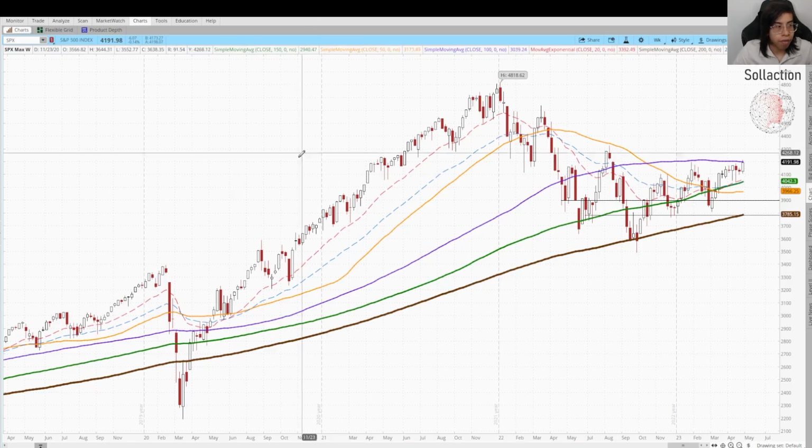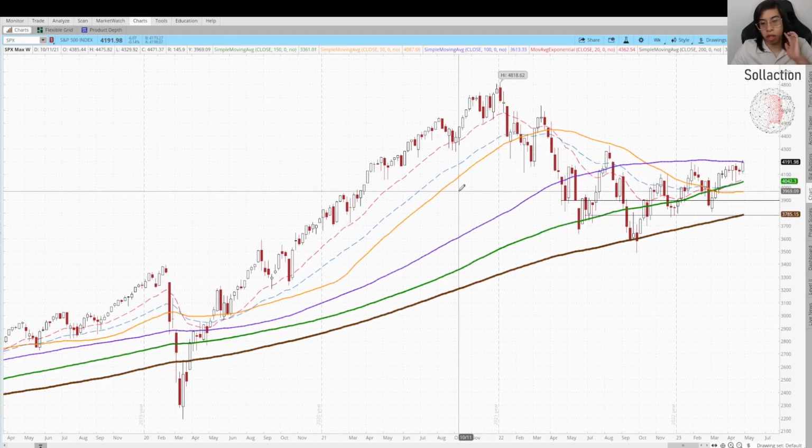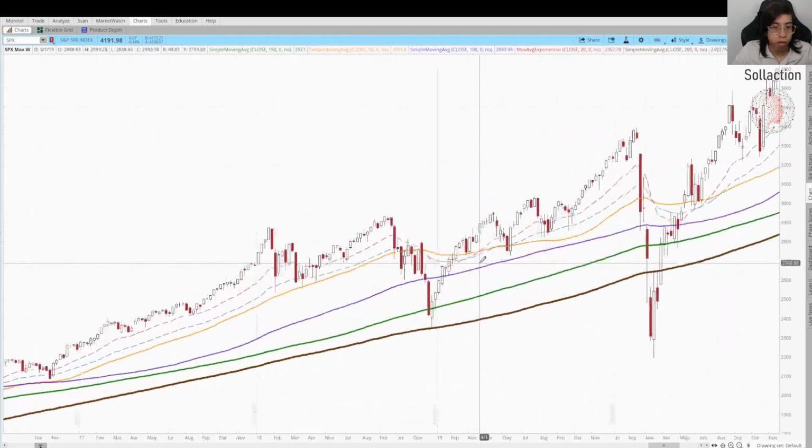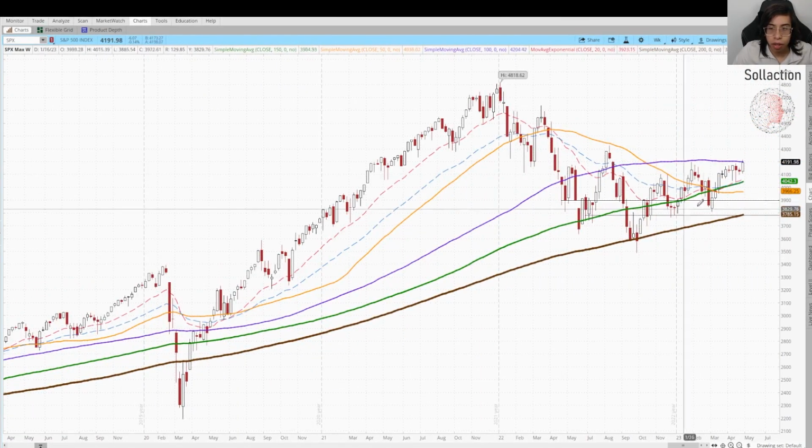This is a platform by Thinkorswim, and right now we're looking at the S&P 500 index, which is called SPX. The S&P 500 tracks the 500 biggest market cap companies in the world, so it's a very safe index. You can see that right now, because it's 2023, the market's come down ever since and it's gone up.